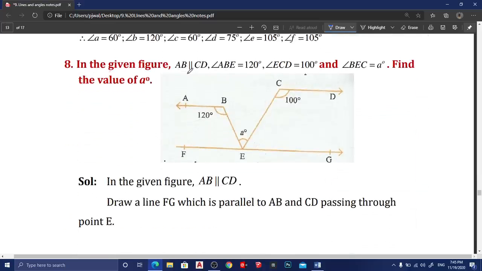In the given figure, AB is parallel to CD. Angle ABE is equal to 120 degrees, angle ECD is given as 100 degrees, and angle BEC is angle A degrees. Now you have to find out the value of angle A. Angle BEC, which is A degrees, you have to find out. So how to find this?